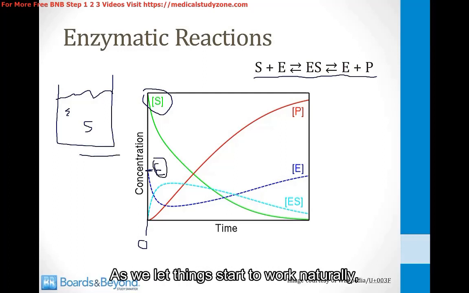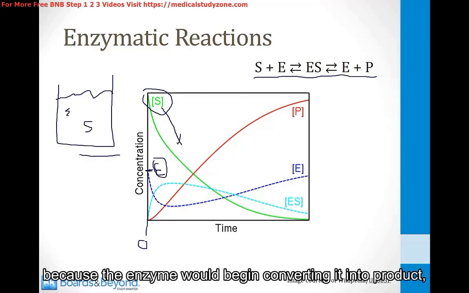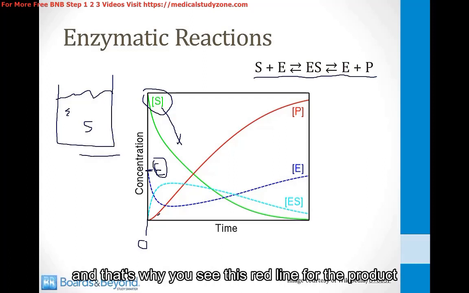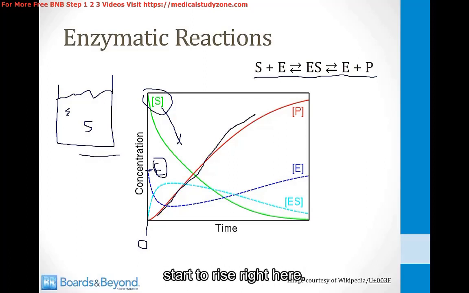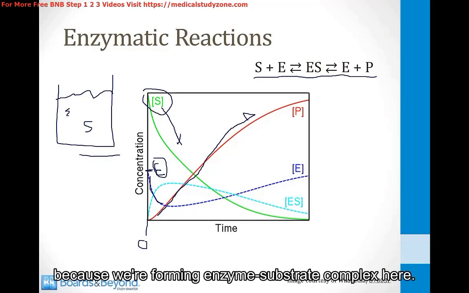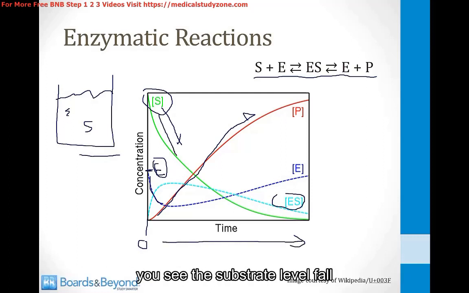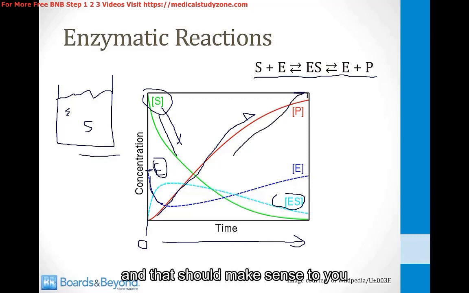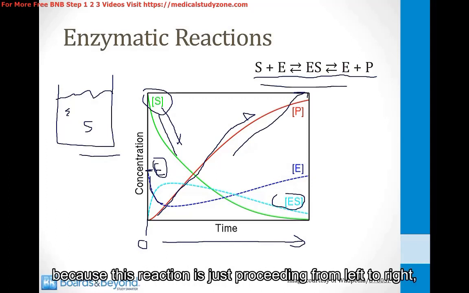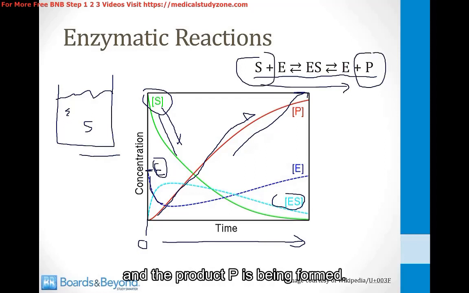As we let things start to work naturally, what would happen is the substrate level would fall because the enzyme would begin converting it into product. And that's why you see this red line for the product start to rise right here. And then over time, we'd see a little drop in the enzyme level here because we're forming enzyme-substrate complex. But the bottom line is, as time goes on, you see the substrate level fall and the product P level rise, and that should make sense to you because this reaction is just proceeding from left to right. The substrate is going away and the product P is being formed.